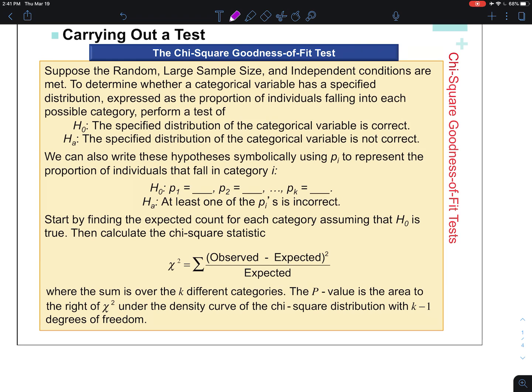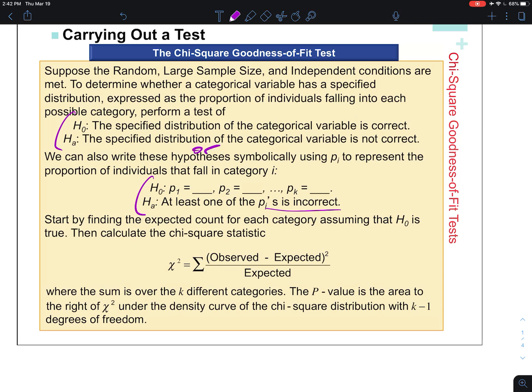The test then would consist of the null and alternative hypotheses, which can be written out as the data does follow the distribution stated versus it does not follow that distribution. Or you can write it out as all the p's are equal to their corresponding proportions stated in the hypothesis versus at least one of those p's is incorrect. So either of these is fine.